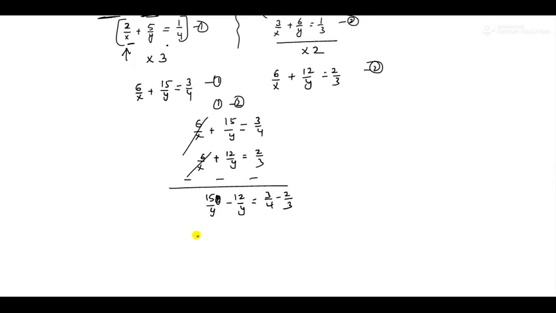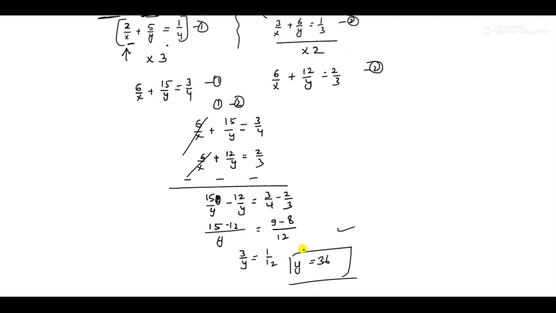So what can you do? You can just solve. You will get 15 minus 12 equals 4 3s are 12, 4 3s are 12, and 3 4s are 12, 4 2s are 8. So we will get 3 by y equals 1 by 12. So on substitution, y becomes 36. Got it? You got y.